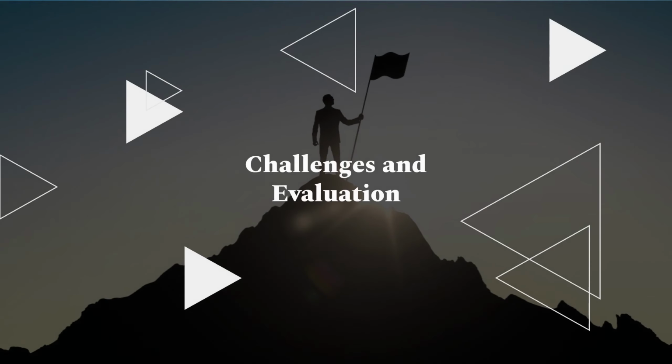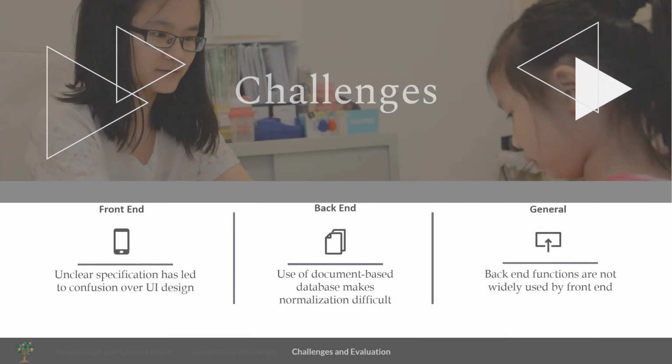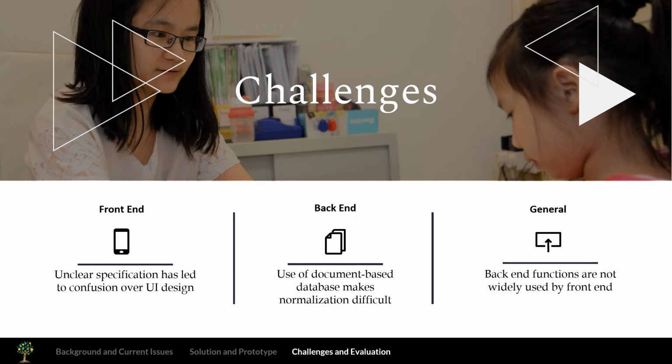Next, I'll talk about the challenges we have faced during our development process. The first obstacle is the confusion of front-end behavior and design. An example is that we originally used list field to display all schedules for individual users. However, at a later stage, we discovered that it should be in calendar field, as seen in the prototype.